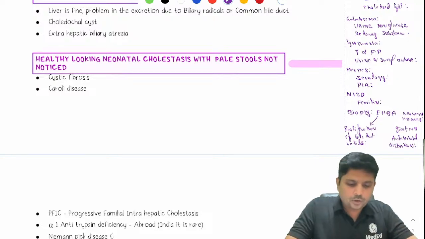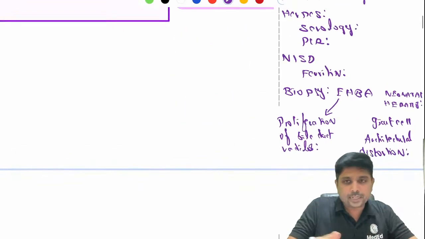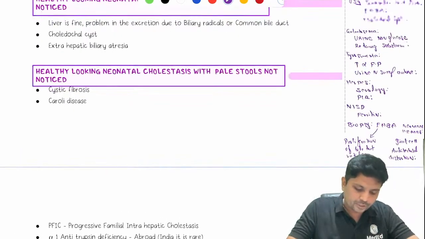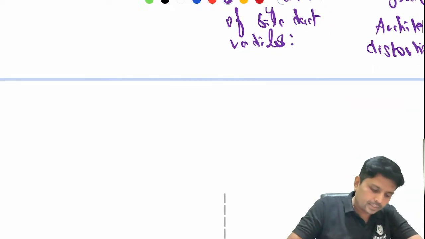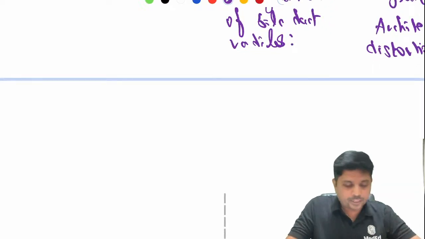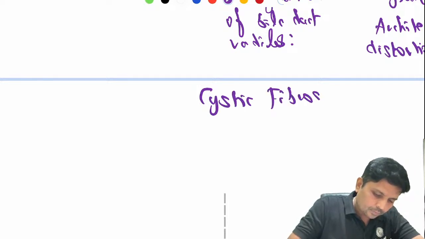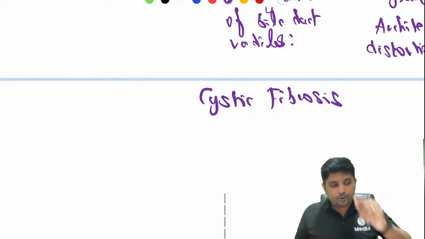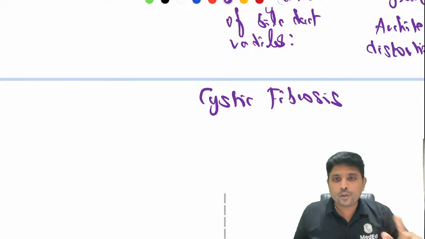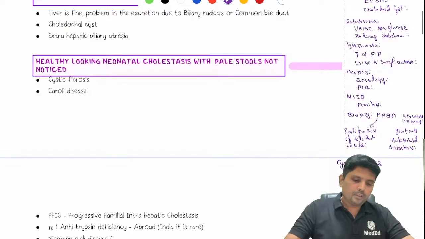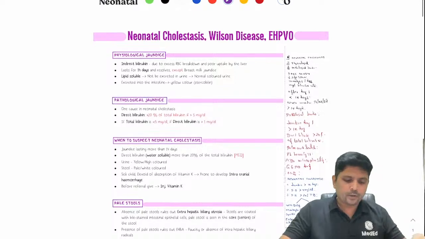So what are all the other causes that can cause neonatal cholestasis? Other causes of neonatal cholestasis are, one is cystic fibrosis. Cystic fibrosis can cause neonatal cholestasis. So this is about neonatal cholestasis.